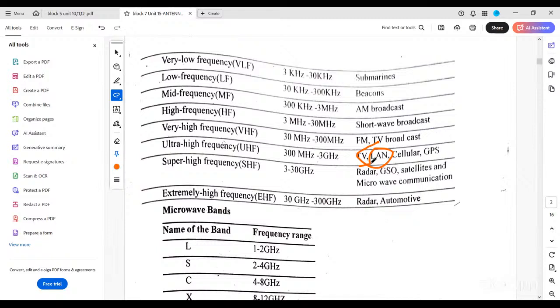What is beacons? Have you heard the term beacons? Have you heard of submarines? Submarines means insurgency. Submarines are the ones which can go inside underwater.